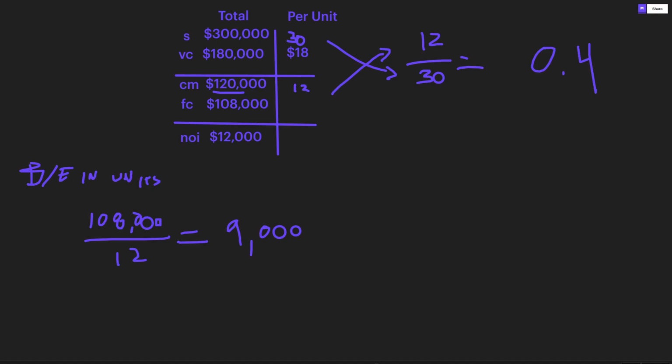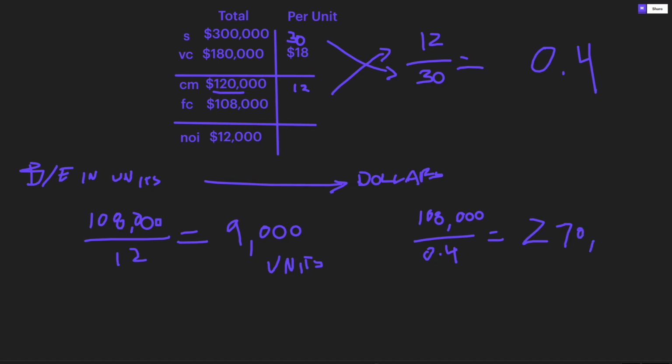And so the way that we use that in order to get dollars, let's move this over here. Let's say dollars. So we have 108 again. You're always going to put your fixed costs on the top of your break-even equations, and we put our ratio of 0.4 on the bottom. And that's how we get $270,000.